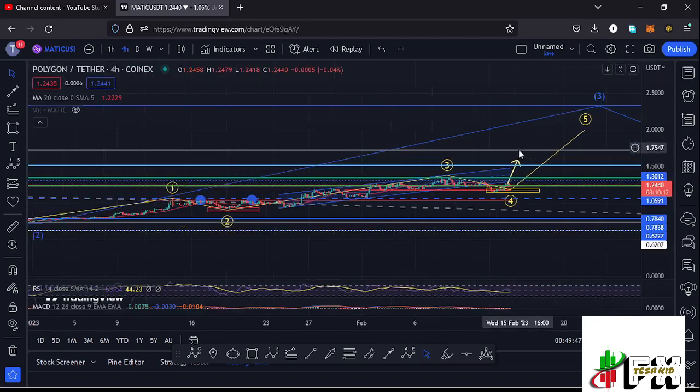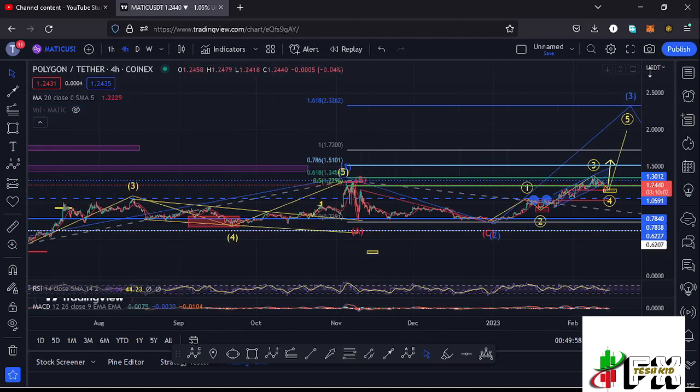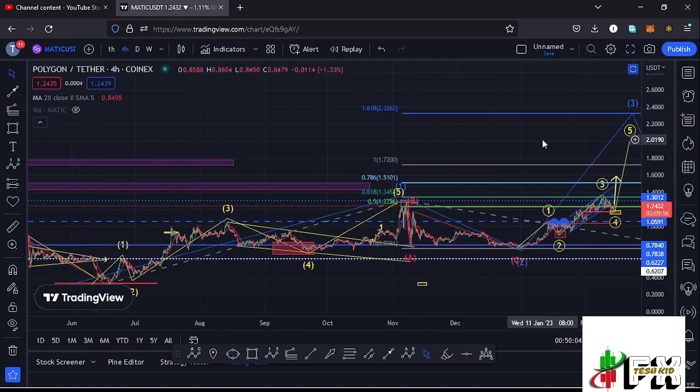So let's be patient and see how that plays out, and also continue watching the significant high at around the $1.3 mark, because a break above that significant high could trigger even higher prices in the formation of that larger Elliot wave count 3. So let's be patient and see how that plays out, and I'll be keeping you updated.